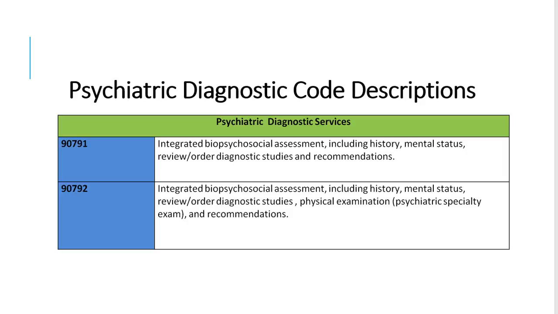CPT codes and code descriptions are as follows: 90791 and 90792. Both codes include the assessment, the history, mental status, review and order diagnostic studies, and recommendations. Keep in mind that 90792 includes the psychiatric specialty exam, which is the medical exam, the physical exam that is usually provided by a psychiatrist, an NP, or a PA.